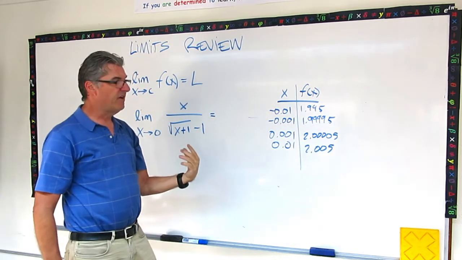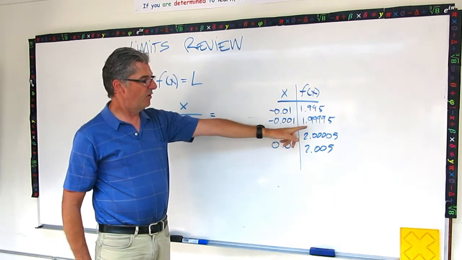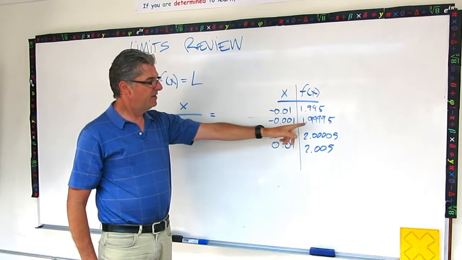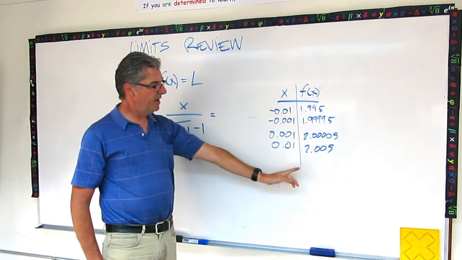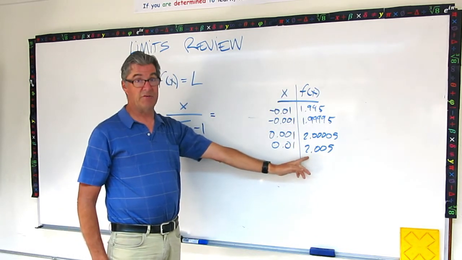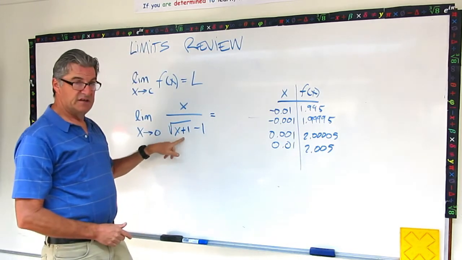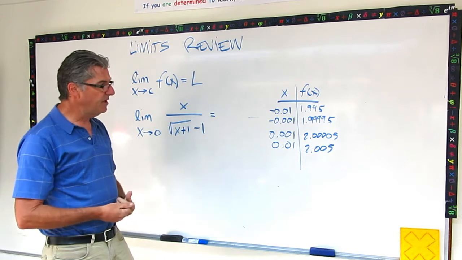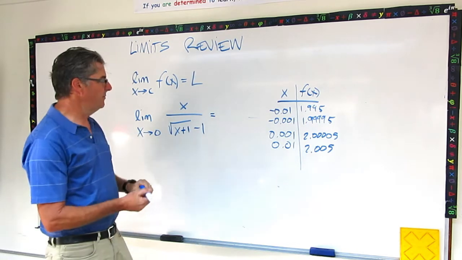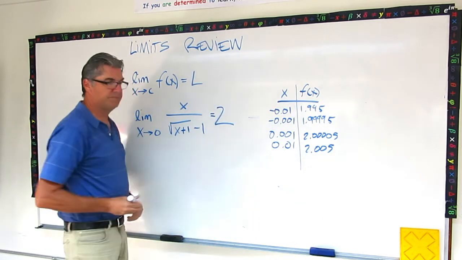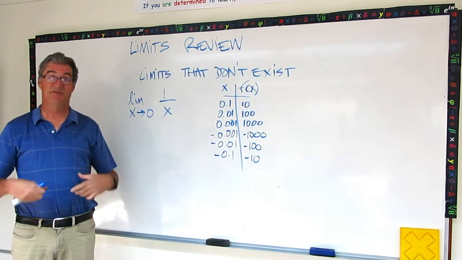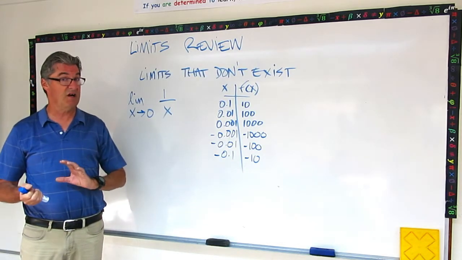And then look at our f of x. 1.995, 1.99995. So we're getting really close to 2. And check this out. This one is also getting really close to 2. So even though we can't plug 0 in for x and directly analyze our limit, the table shows us that this limit is 2.